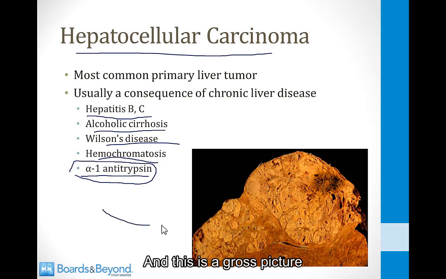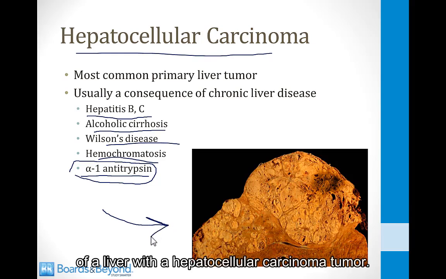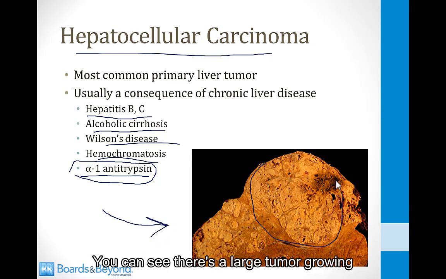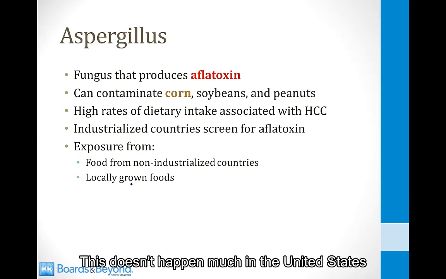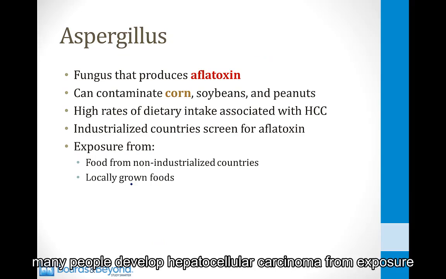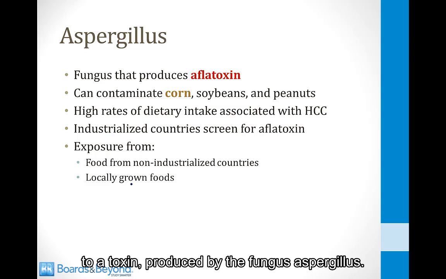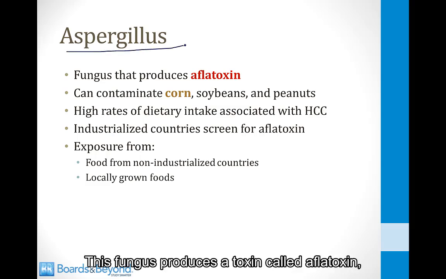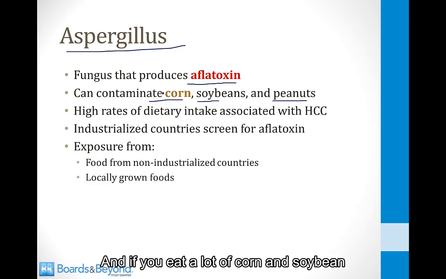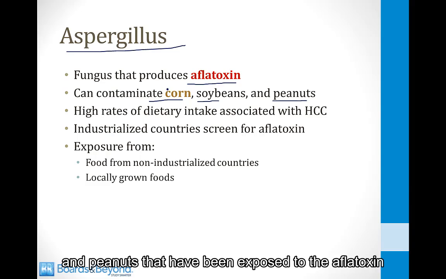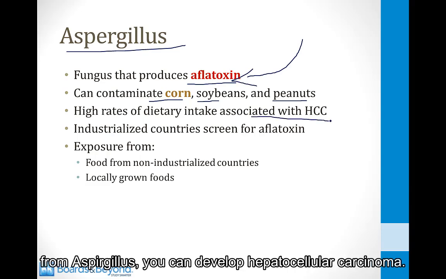carcinoma. And this is a gross picture of a liver with a hepatocellular carcinoma tumor. You can see there's a large tumor growing inside the liver tissue. This doesn't happen much in the United States, but in developing countries, many people develop hepatocellular carcinoma from exposure to a toxin produced by the fungus Aspergillus. This fungus produces a toxin called aflatoxin, and it can contaminate corn and soybean and peanuts. And if you eat a lot of corn and soybean and peanuts that have been exposed to the aflatoxin from Aspergillus, you can develop hepatocellular carcinoma.